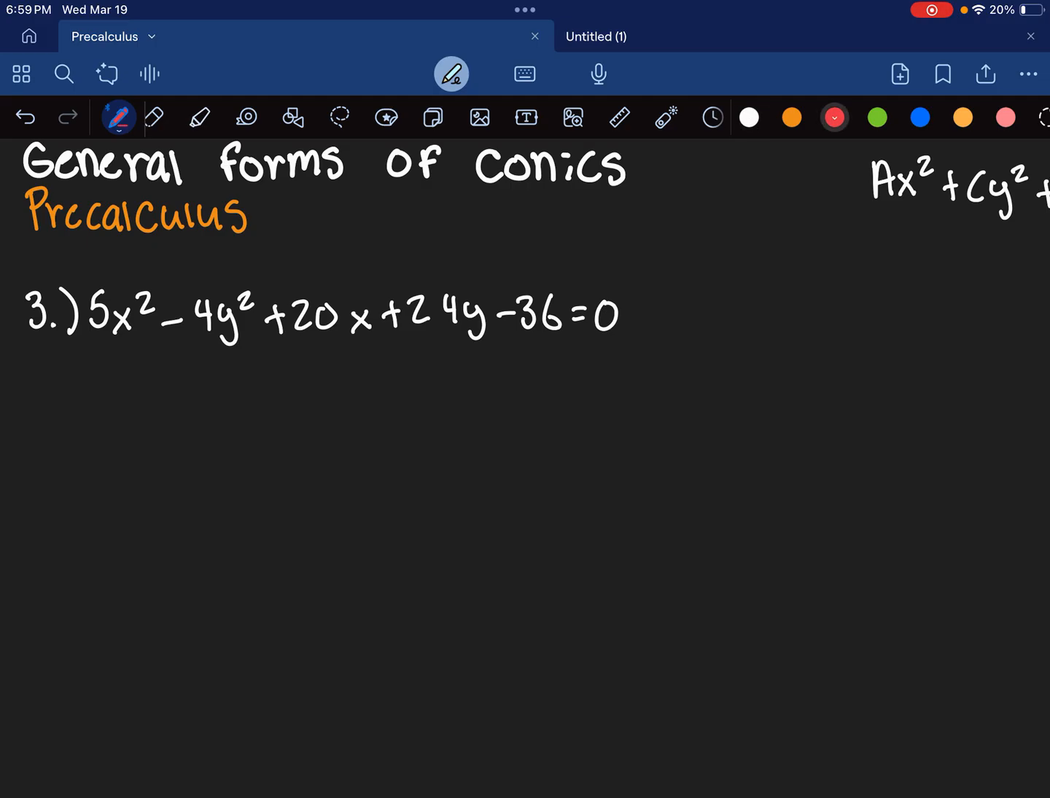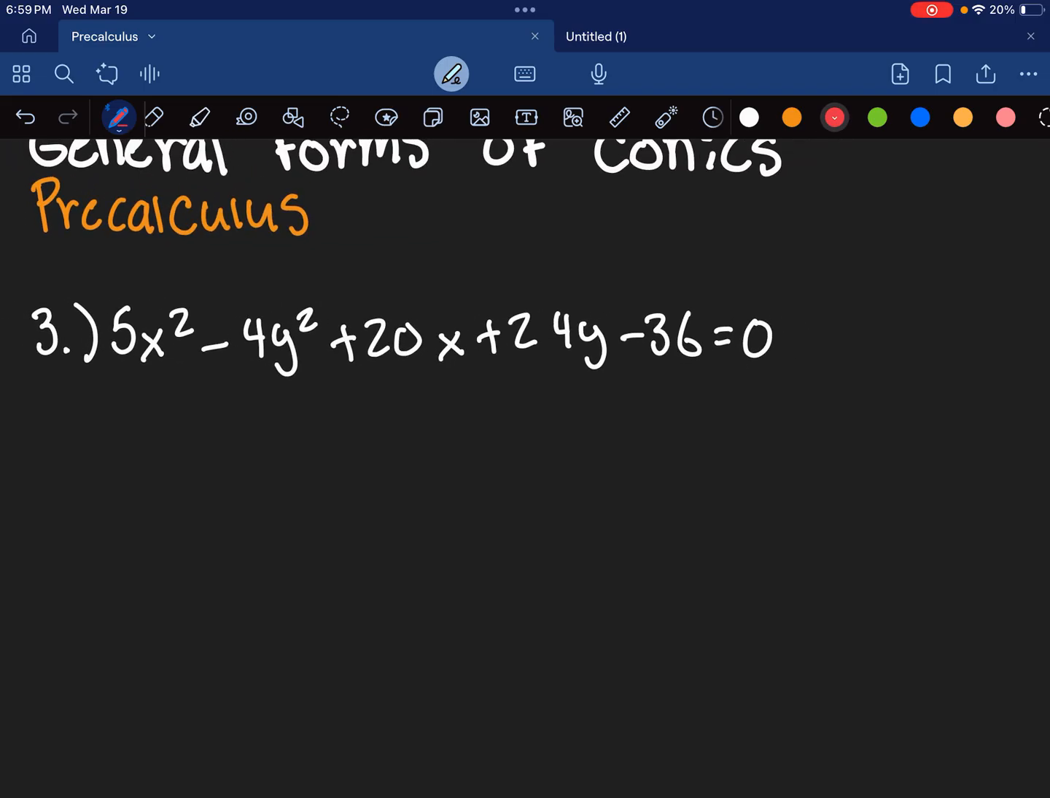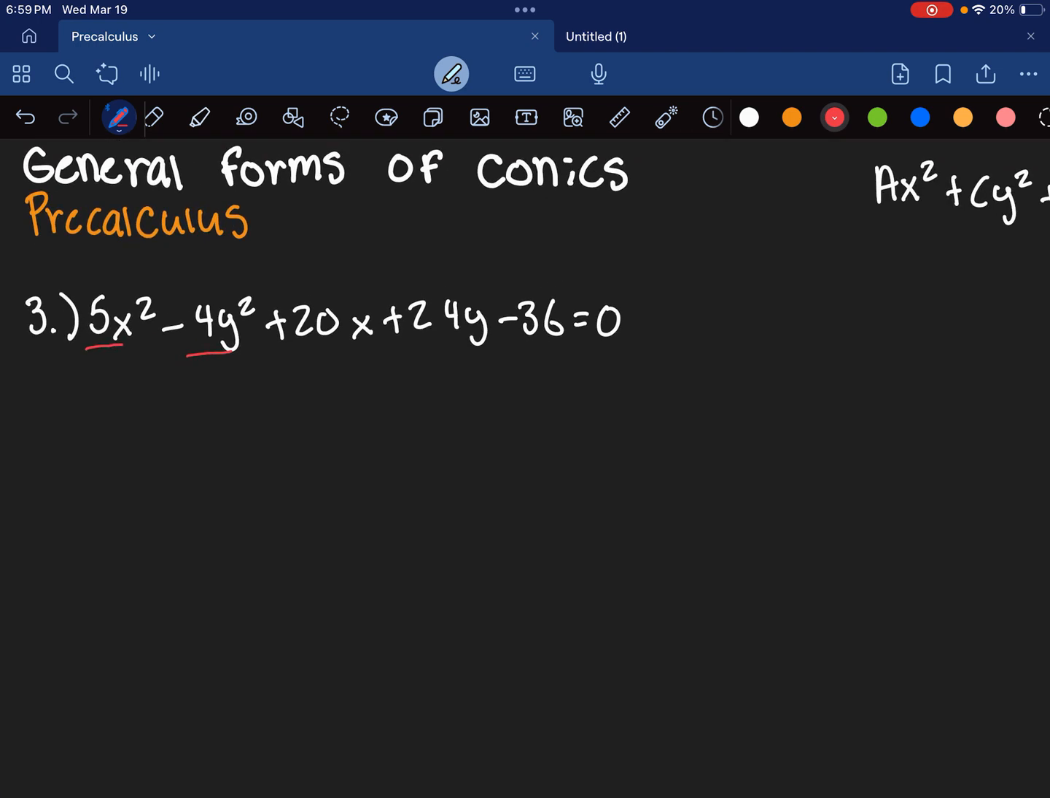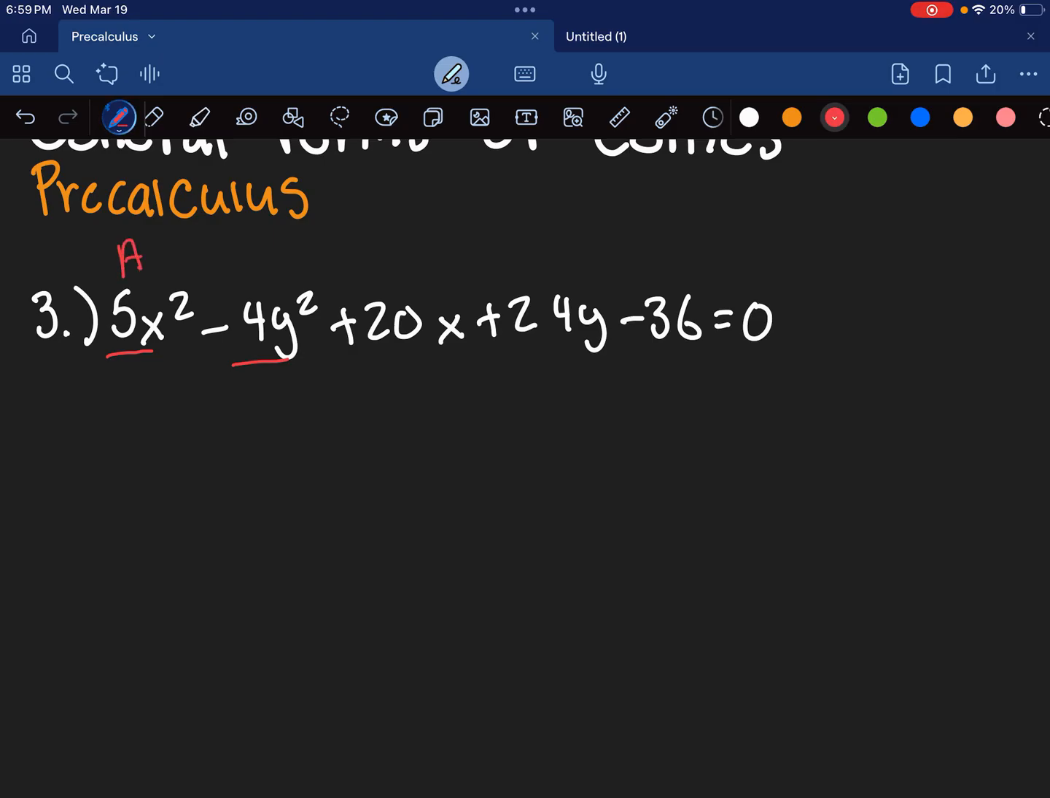of conic it is. And in order for us to look at what type of conic it is, we first want to look at these two values right here. So we have a 5 and then we have a 4. And this will be our A value and this will be our C value. So what we want to do for these is multiply them. So for A times C, this will equal 5 times -4, and that comes out to just -20.